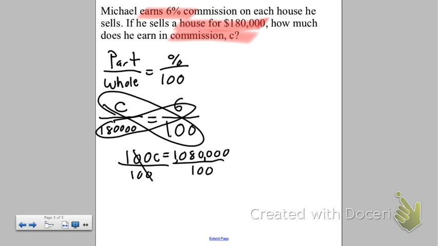Divide by 100. When I divide 1,080,000 by 100, we get that our commission is $10,800. And it makes sense that your commission is less than what you sell the house for because you're getting a part of what you sell the house for. So Michael sells his house for $180,000. He's going to earn $10,800.